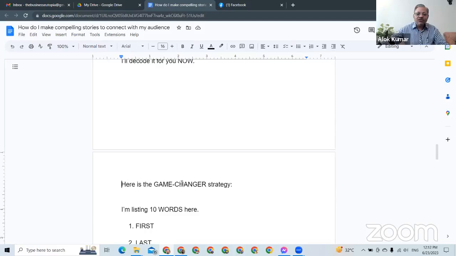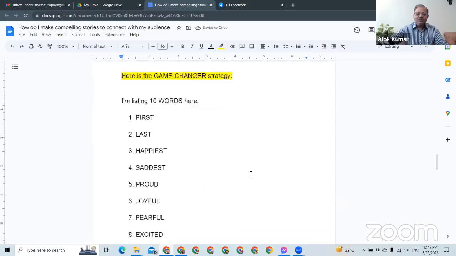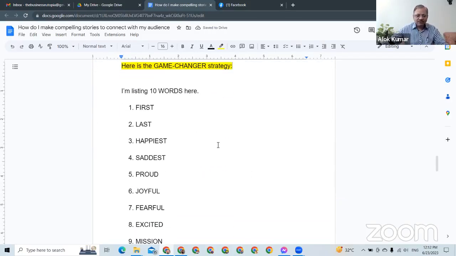Here is the game changer strategy. And this strategy is working for everyone, my friends. This is not just a theory. So I'm listing here 10 words, very simple words which we do use in our day-to-day lives, maybe 100 times a day or 50 times a day. And these are not anything which is very different.